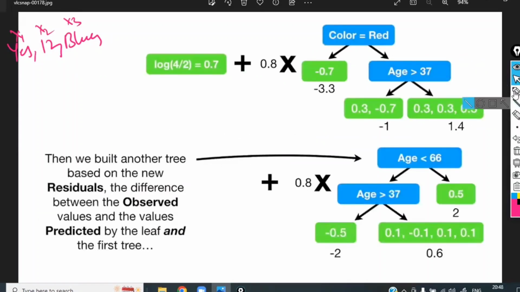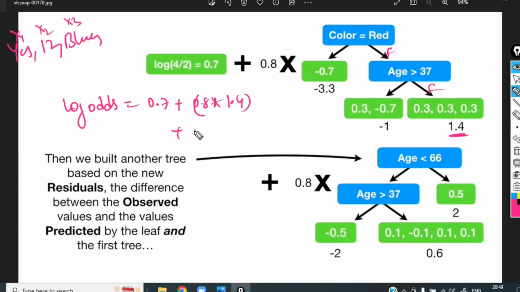This is using the first and second ones; two decision trees are there. Now tell me, for this record, what is the log of odds? Log of odds is equal to 0.7 plus 0.8 into the first tree. From this decision tree, what will you get? Color is equal to blue, false. Age is greater than 37, again this is also false. That gives 1.4. Plus again 0.8 into, for this record from this data set, age is less than 66, true. Age is greater than 37, false. That gives this one, that is 0.6.